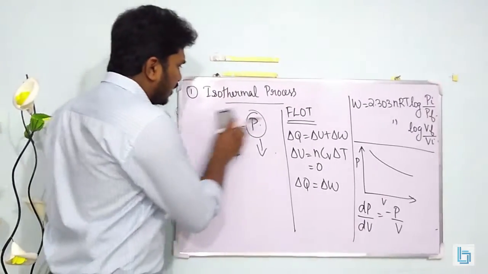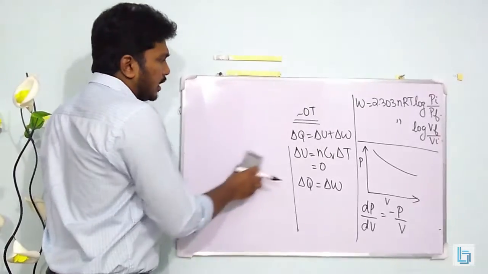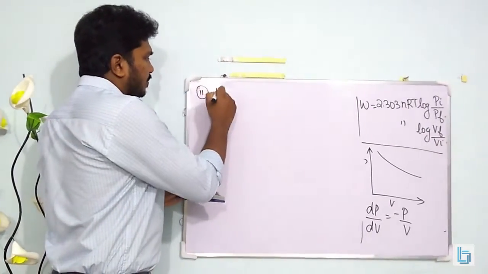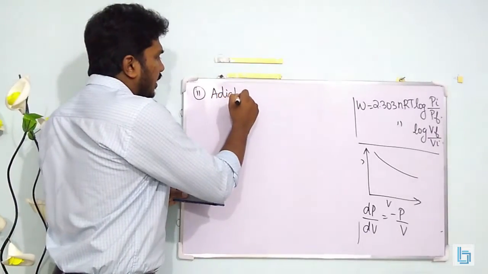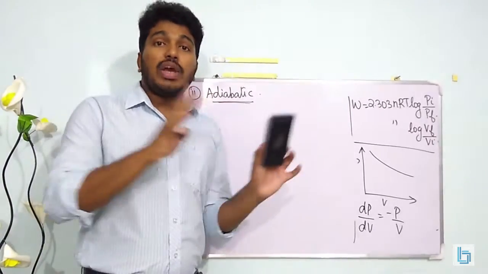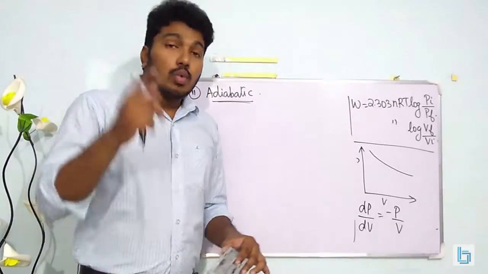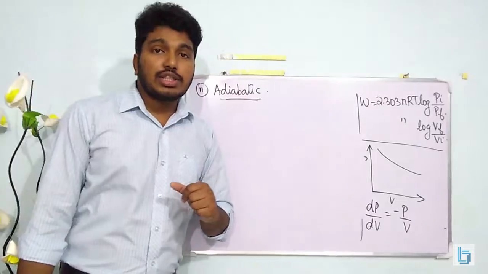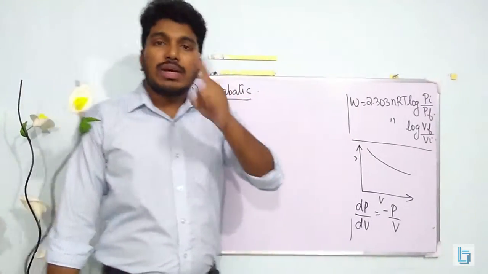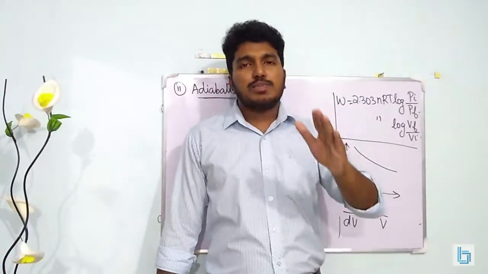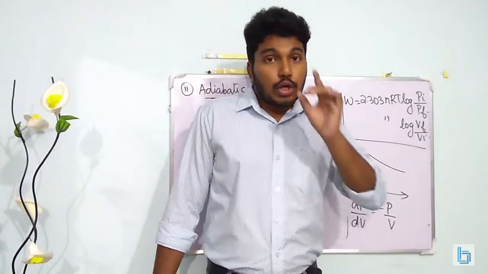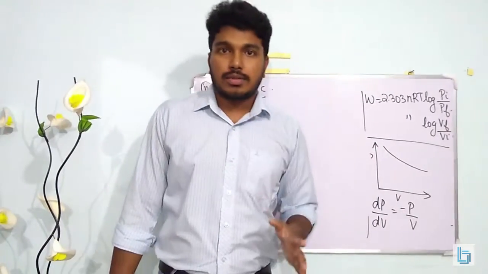Okay? So the next one is an adiabatic process. In an adiabatic process, what you have to remember is that this is a process in which no heat exchange is taking place. Which means the two essential conditions for an adiabatic process to occur are: 1. The walls of the vessel in which the gas is kept must be perfectly insulating. No heat exchange should take place.